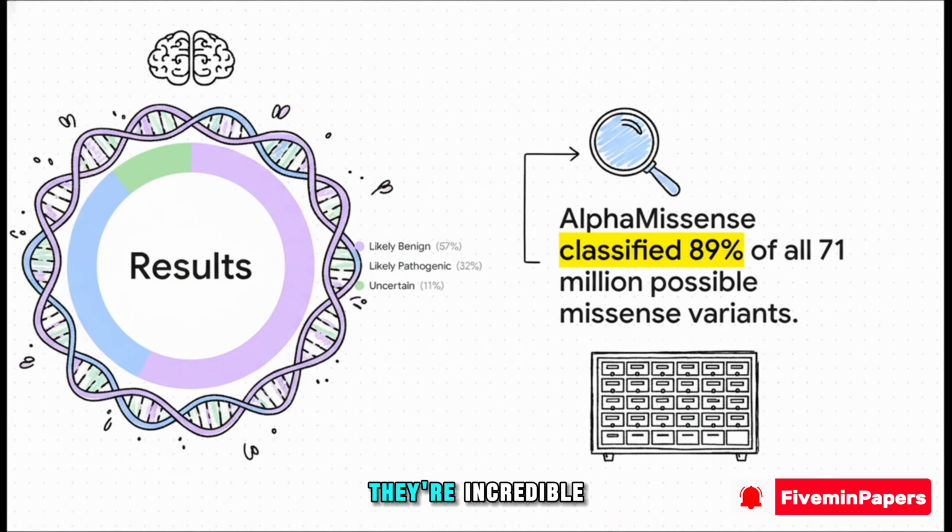And the results? They're incredible. Out of those 71 million possibilities, the AI managed to classify a whopping 89% of them. It predicted that about 32% are likely pathogenic, disease-causing, and 57% are likely benign, or totally harmless. All of a sudden, that massive, mysterious library has a detailed card catalog we can actually use.